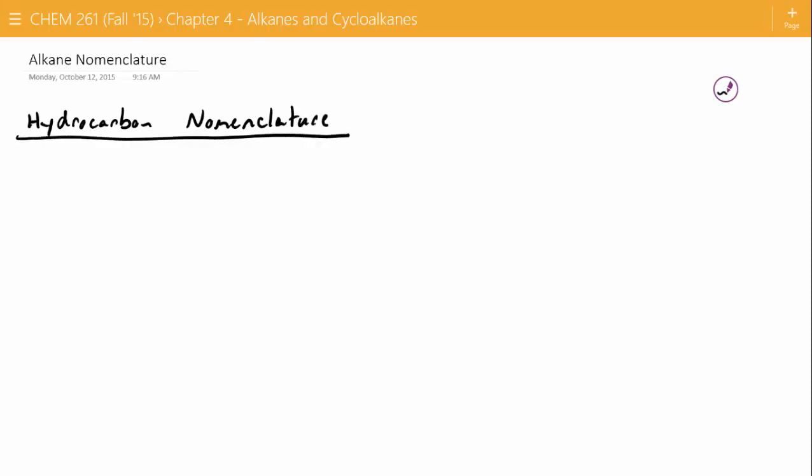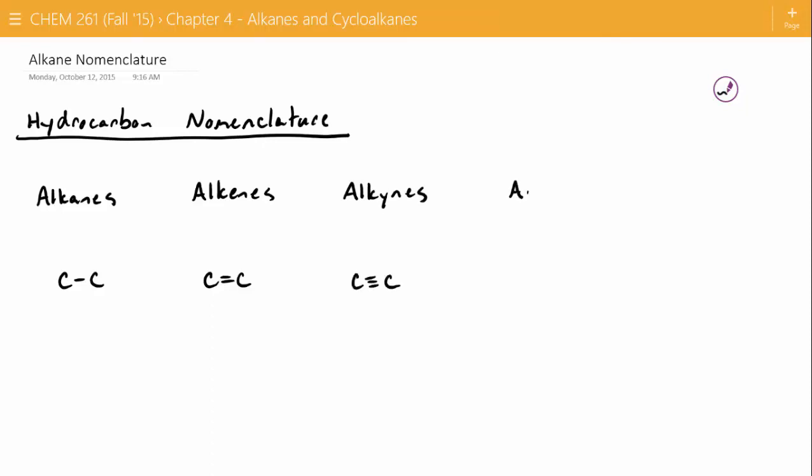And most of you guys did pretty well with your functional groups. We've got alkanes, which are C-C single bonds. We've got alkenes, which are C-C double bonds. We've got alkynes, which are C-C triple bonds. And then we've got arenes, or aromatic, which is usually alternating C-C double single bonds. And I'll even fill in these H's here.